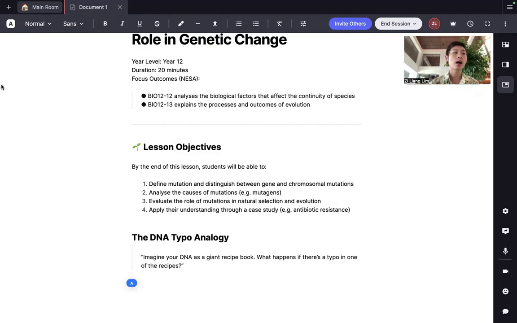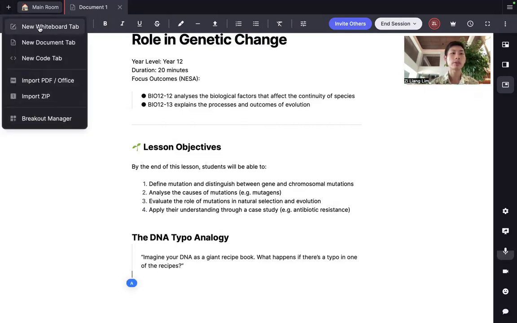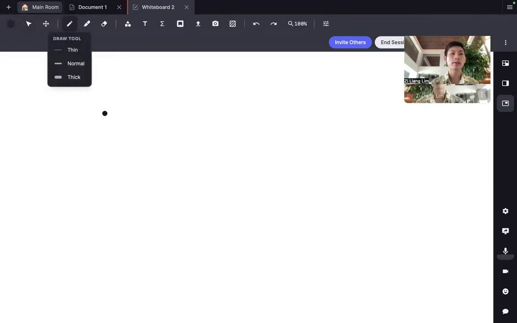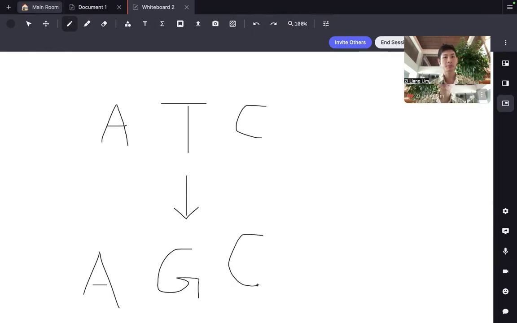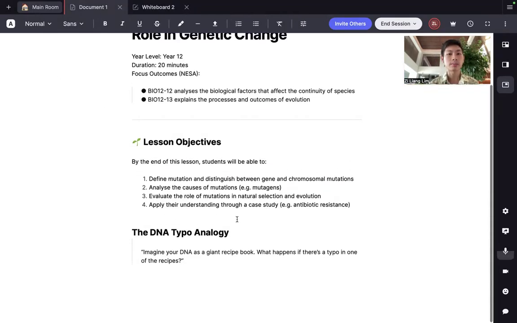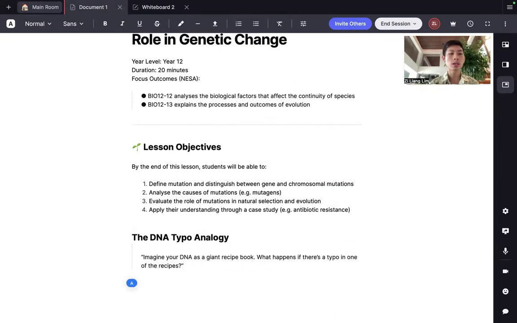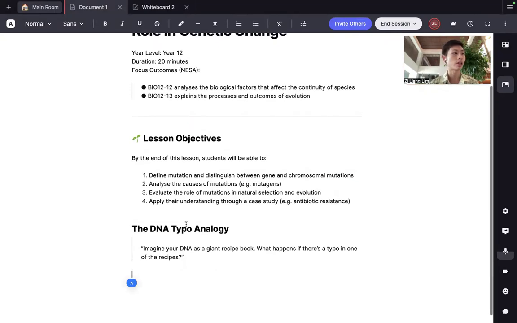All right, so if you have a giant recipe book, and in DNA, for example, you have A, T, C, then after your mutation, you have A, G, C. So if something is changed, that is called a mutation. Okay, so it's a very simple concept. Now, let me go back to the lesson because we can get straight into the exploration of this analogy.